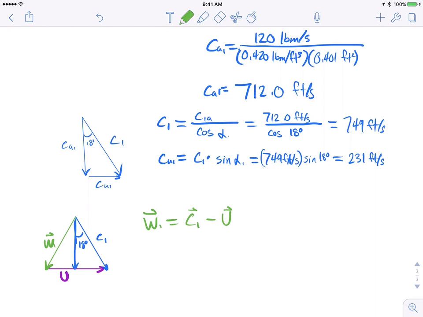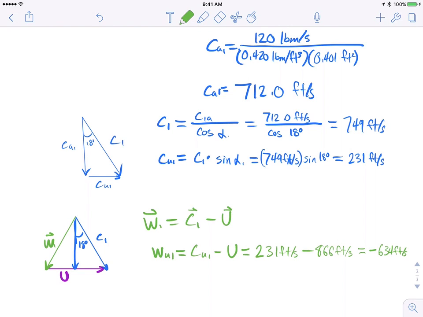So we'll do this component by component. The tangential direction of our relative velocity, WU1, is going to be equal to CU1 minus U, which we've solved all of this already. We know that the tangential absolute velocity is 231 feet per second, and our rotational speed is 866 feet per second. So we're going to have a resulting relative tangential velocity of minus 634 feet per second.